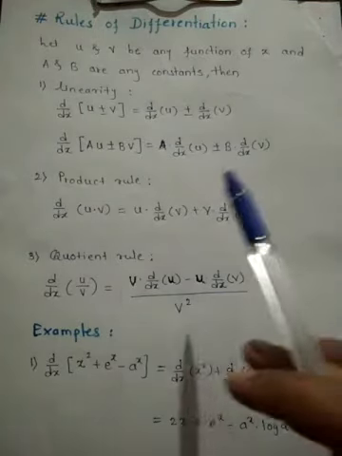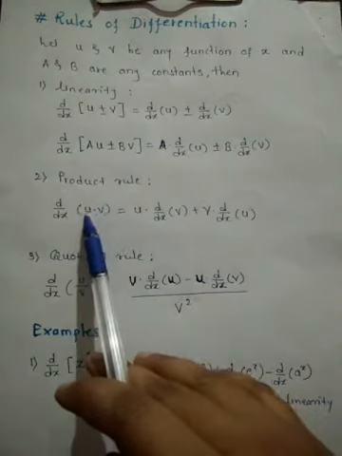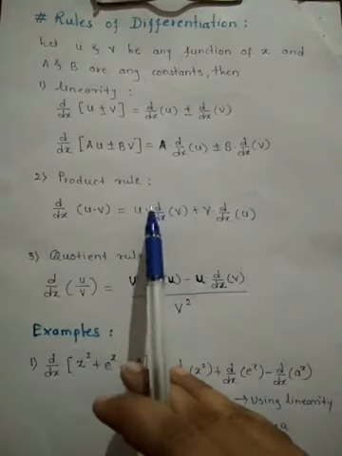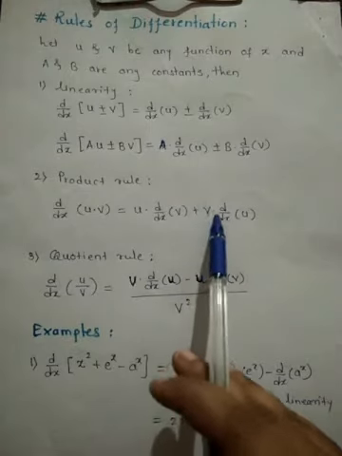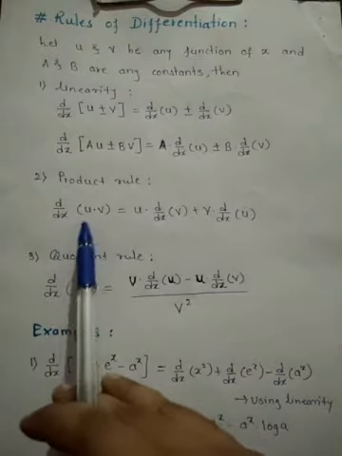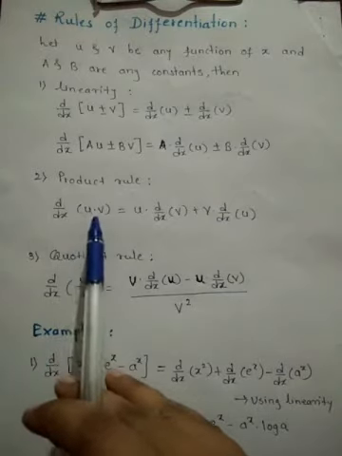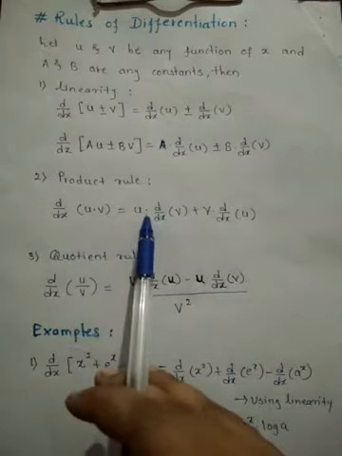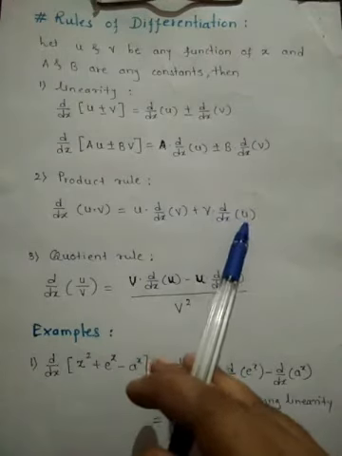Next one is product rule. See, derivative of u into phi, there is product of two functions u and phi. See the product rule. u as it is into derivative of second function, derivative of phi, plus phi as it is into derivative of first function. This is known as product rule. Derivative of product of two functions u into phi, we get u as it is into derivative of second function plus second function as it is into derivative of first function.